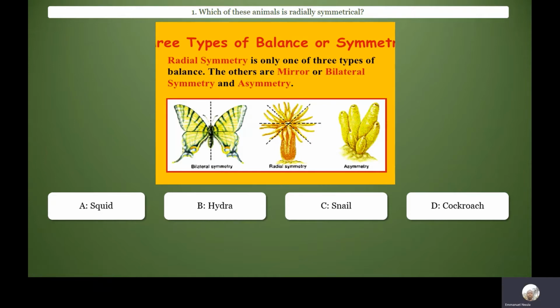That's radial symmetry. For bilateral symmetry, like in butterfly and human beings, if you cut it in only one plane, you get two similar halves. That's bilateral symmetry. Some organisms are asymmetric. You can't get two similar halves, something like the sponges. The correct answer here is B, Hydra.